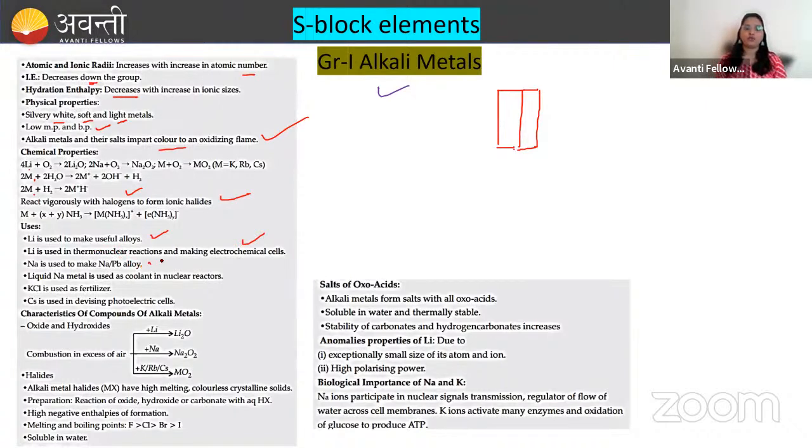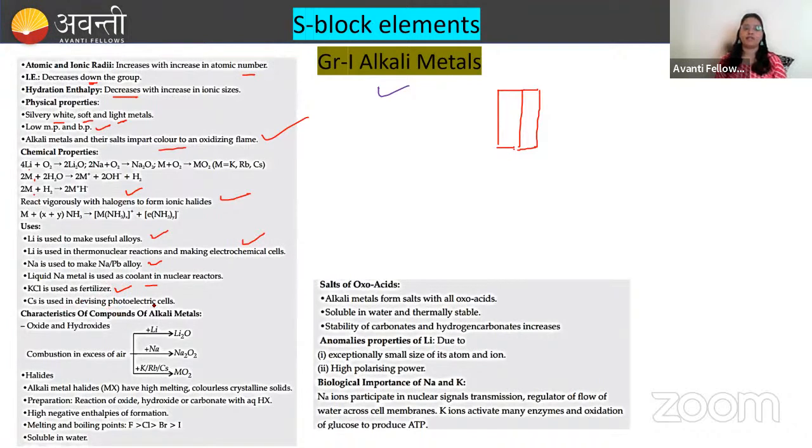Sodium is used to prepare the sodium lead alloy. Liquid sodium metal is used as a coolant in nuclear reactor. So in nuclear reactor, liquid sodium is used as a nuclear reactor coolant. Sorry, KCl is used as a fertilizer. You know, in fertilizers, potassium is present. Okay, so KCl is present in the fertilizer.